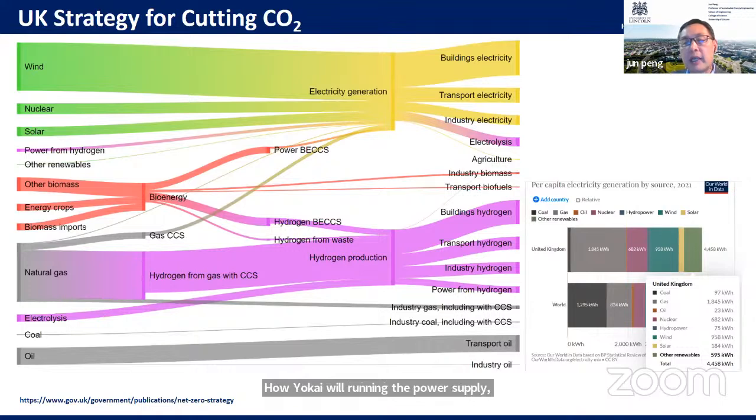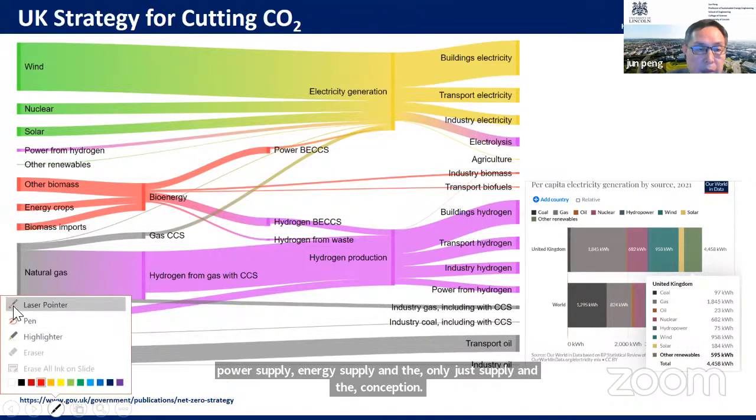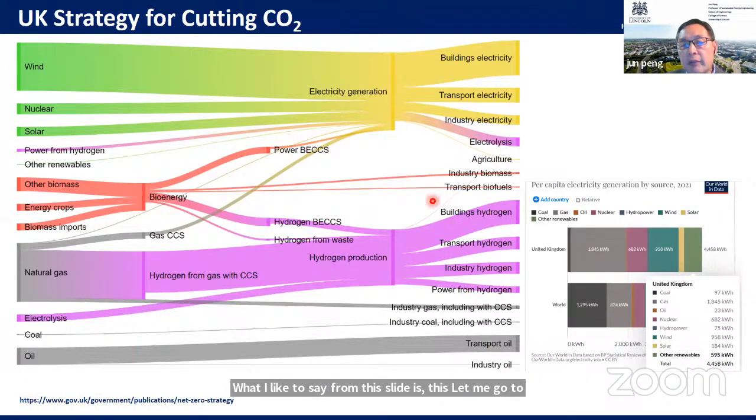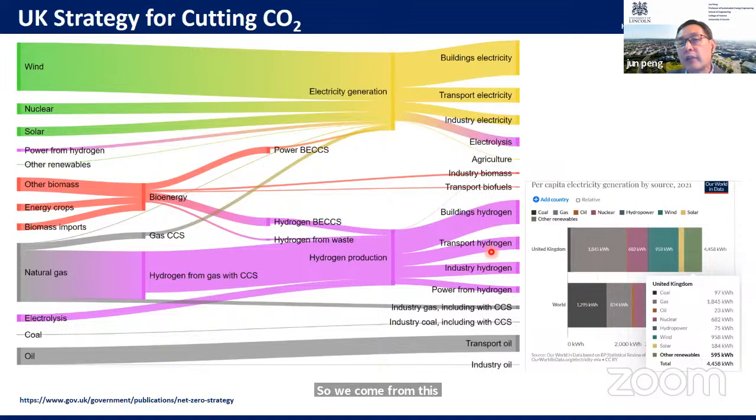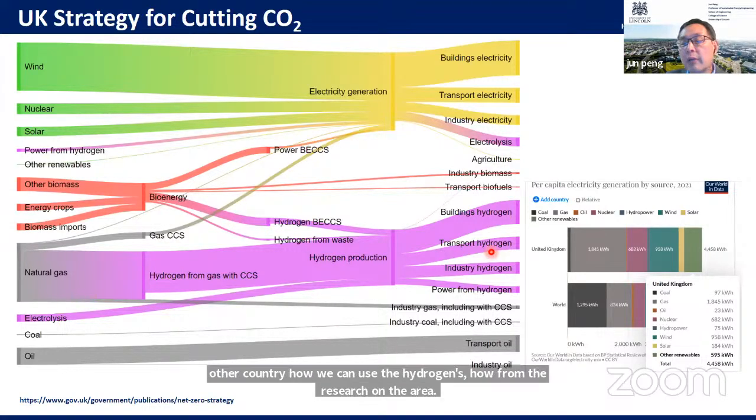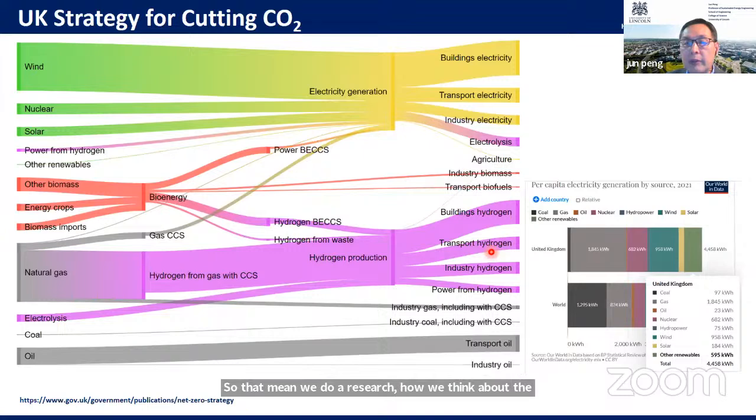What I would like to say from this slide is this. Let me go to the point here. Actually, this area is hydrogen. The UK is, in the world, definitely a leading country in net zero. They have a plan to use hydrogen technology to meet net zero. So from this slide we can see how India and other countries can use hydrogen, from the research and development area. Like me, we do research on how we think about hydrogen, providing new technology for the power system in the future, for different applications. That's where we are working.